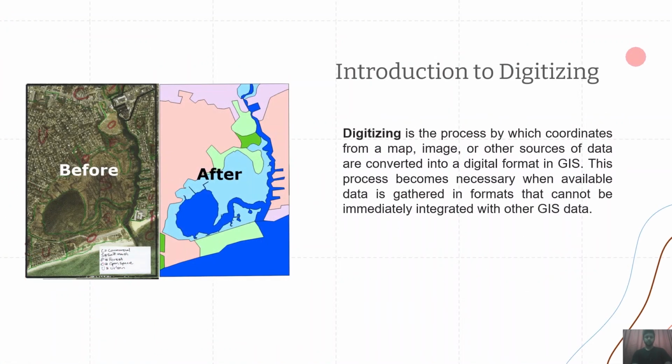Let's get an introduction to digitizing. Digitizing is a process by which coordinates from a map, image, or other sources of data are converted into a digital format in GIS. This process becomes necessary when available data is gathered in formats that cannot be immediately integrated with other GIS data. You can see the visualization in the picture.